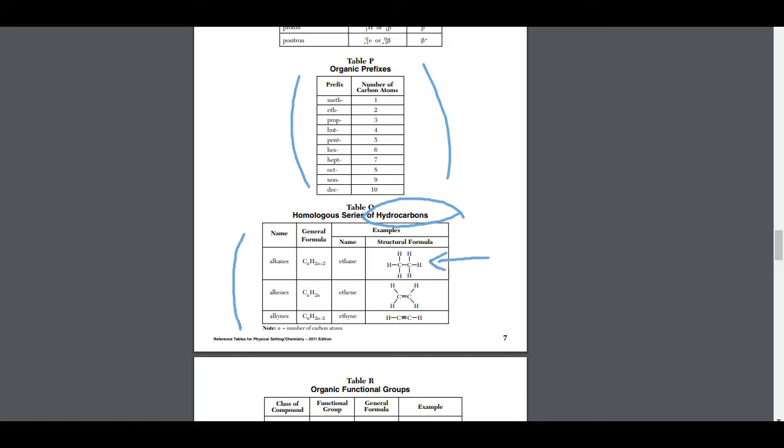Remember, your alkanes, all single bonds, they are saturated hydrocarbons. Alkenes and alkynes have multiple carbon-carbon bonds. In the case of alkenes, it's a double bond, and alkynes, it's a triple. They are known as unsaturated hydrocarbons. Use the general formula also. If you're given the name of a hydrocarbon and you're asked how many hydrogens, then reference table R.